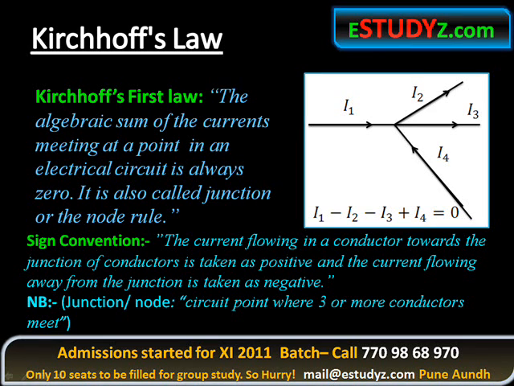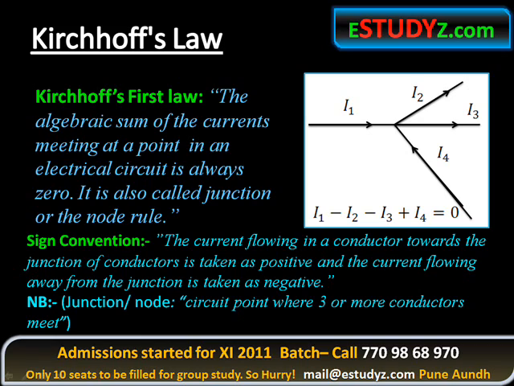The first law states that the algebraic sum of the currents meeting at a point in an electric circuit is always zero. Now we have to follow some sign conventions. The first convention is that any current which is flowing towards the junction is positive. Any current which is flowing away from the junction is negative.